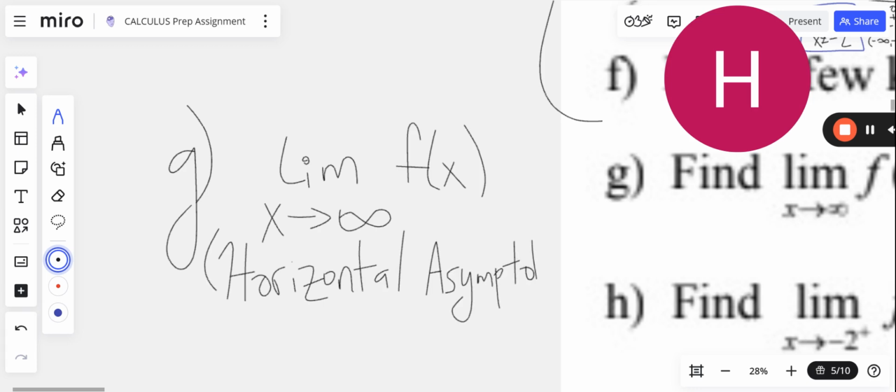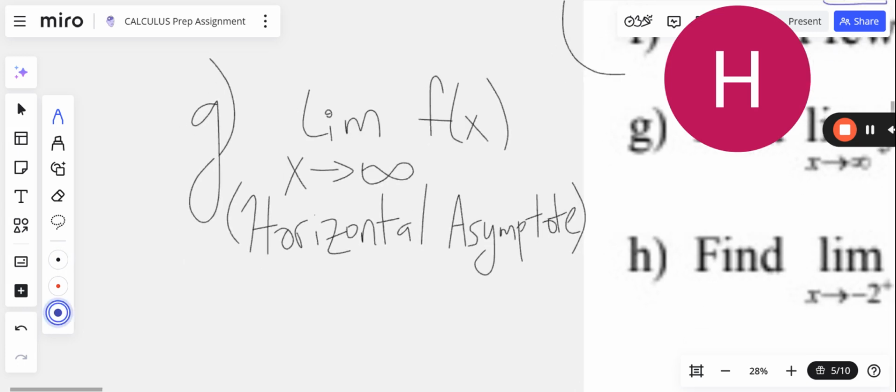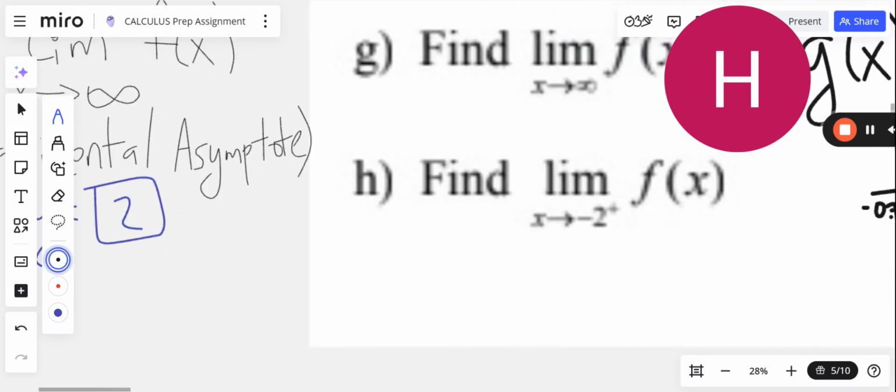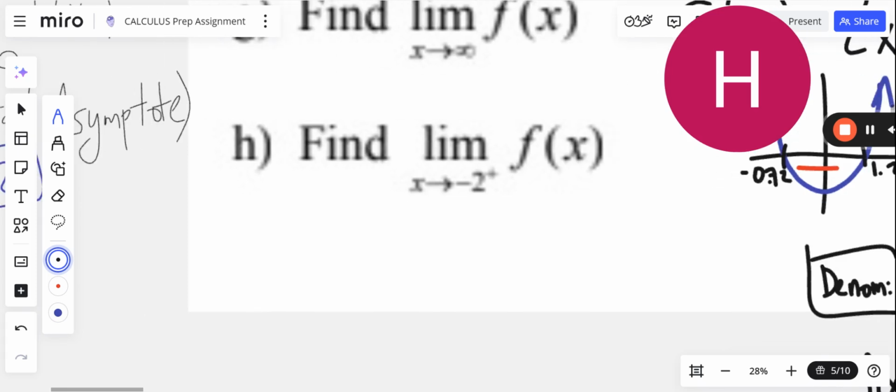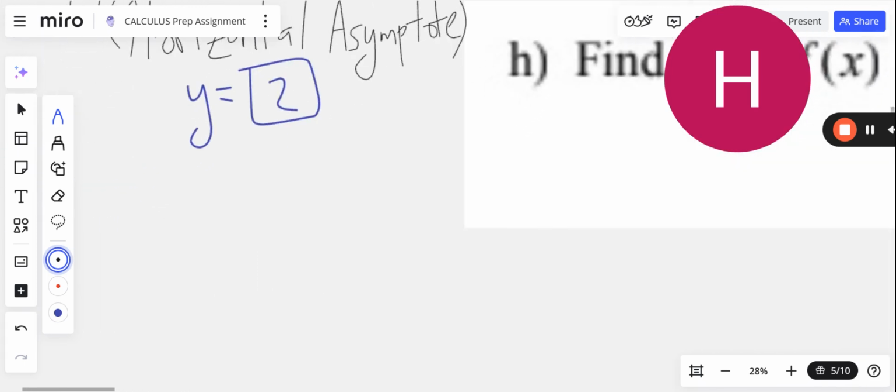We're asking what happens if we make the x value really, really large. So this is just going to be 2. I guess you can say y equals 2 if you want. Now let's look at h. H is also a limit, but it's worded a little bit differently.